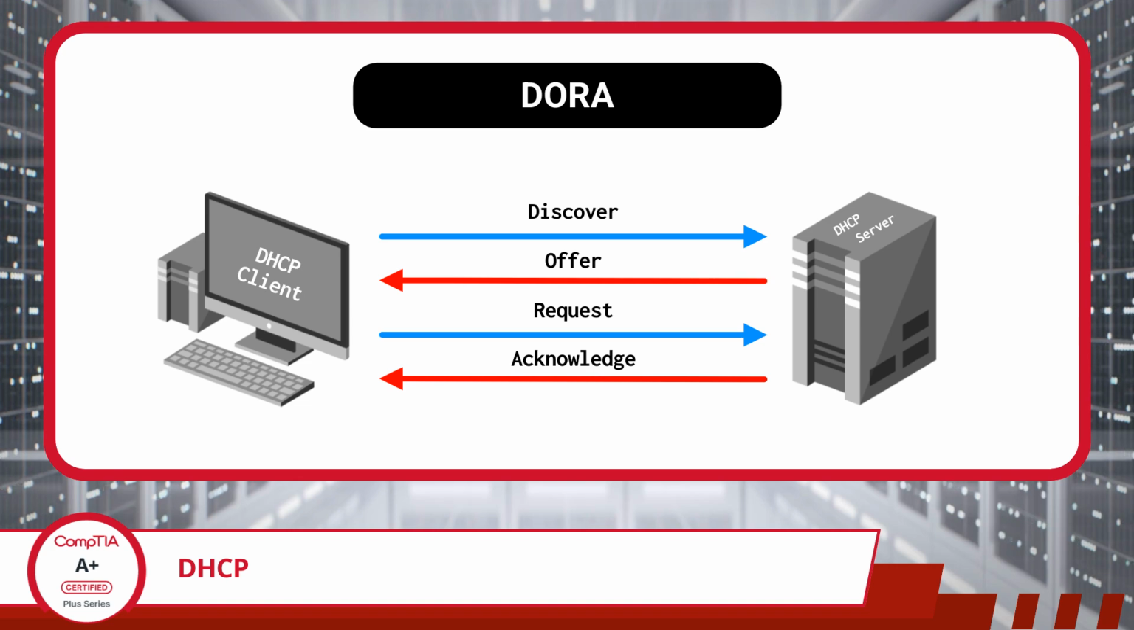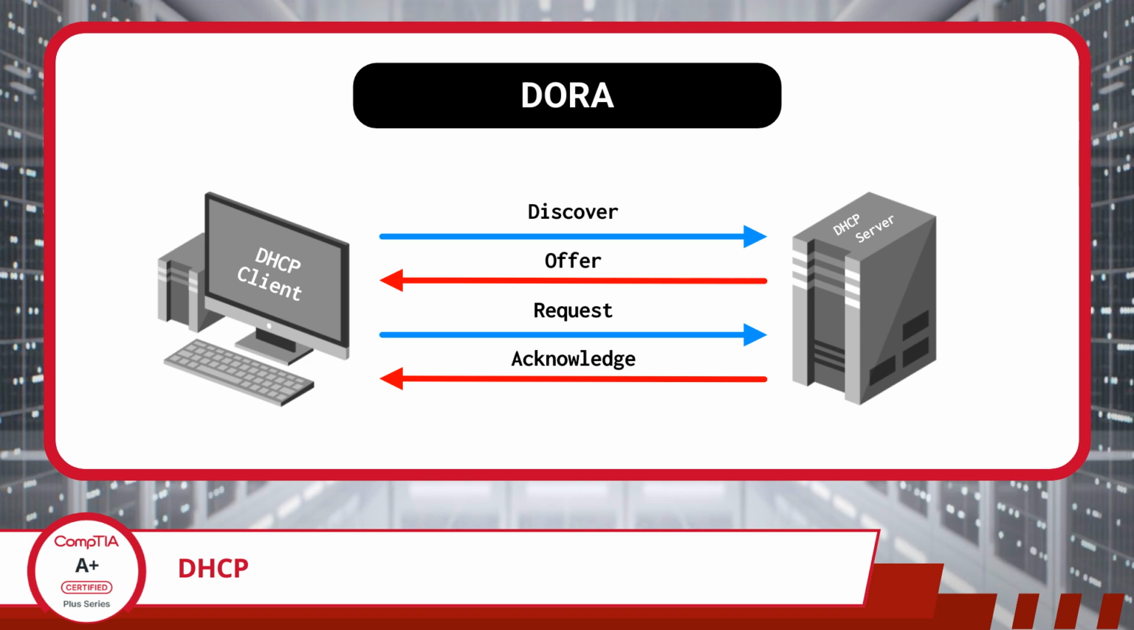The process begins with discovery. Imagine a new device, like a laptop or a smartphone, connecting to a network for the first time. This device doesn't yet have an IP address, so it broadcasts a discovery message across the network. This message is a digital shout-out saying, "I'm new here. Is there a DHCP server that can assign me an IP address?"